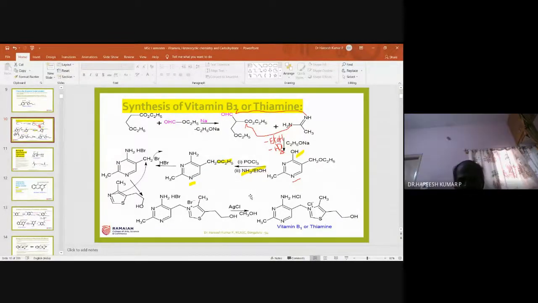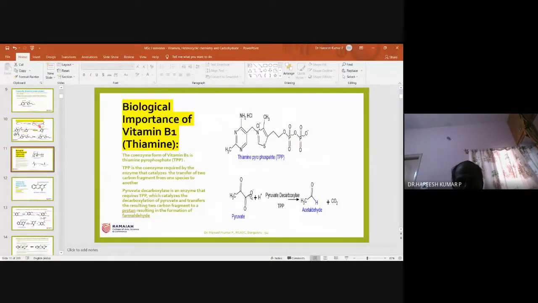With this, this is the biological importance. Maybe here you can write a sentence. Thiamine pyrophosphate is a coenzyme, and the precursor for this is vitamin B1. It is required by the enzymes that catalyze the transfer of a 2 carbon unit. You can observe that this CO2 goes out as decarboxylation, but the 2 carbon unit is transferred to a proton. That is how acetaldehyde is obtained.